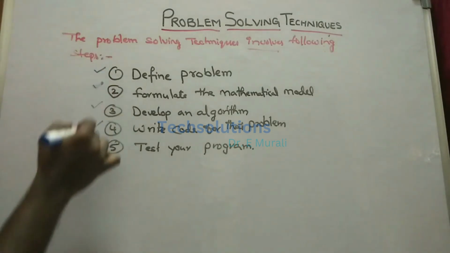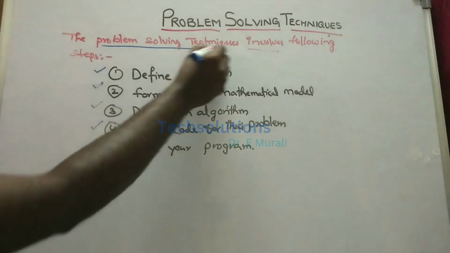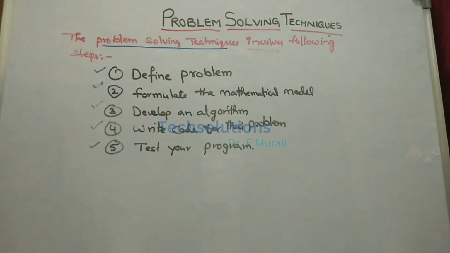That means these are the finite number of steps for solving any problem. Right? I will explain one by one. What is the problem? Define the problem, how we have to solve it.